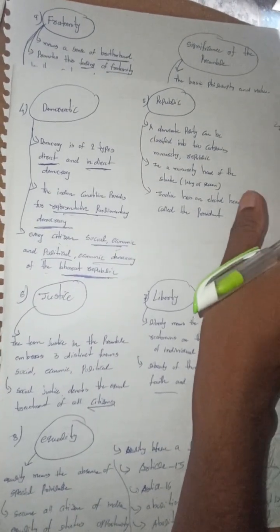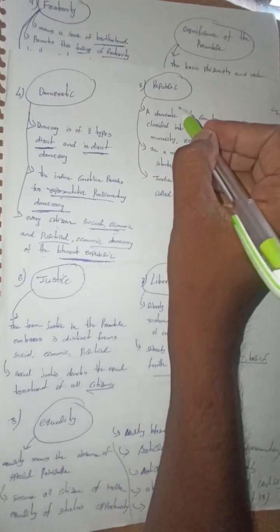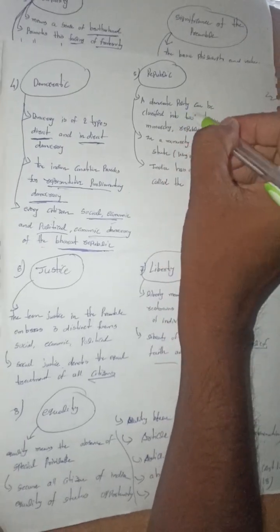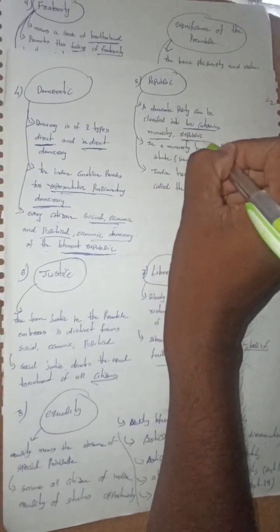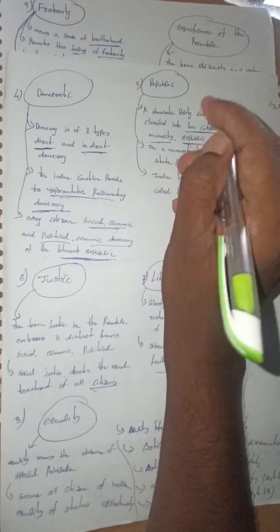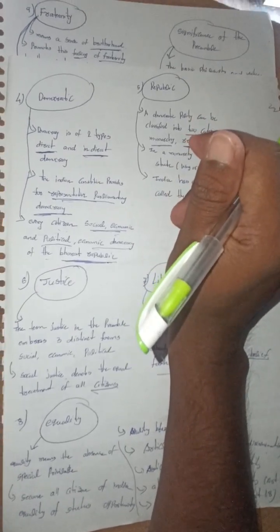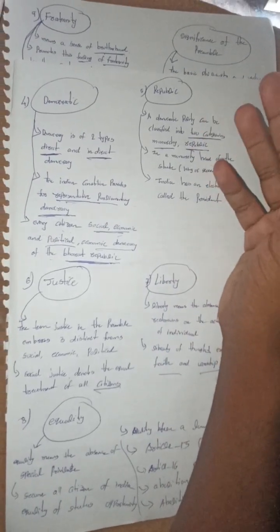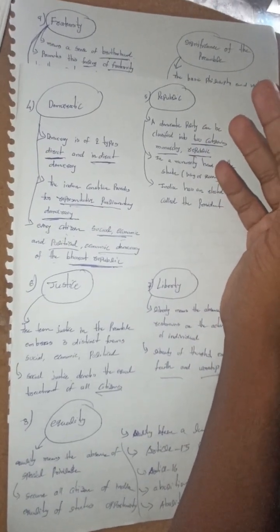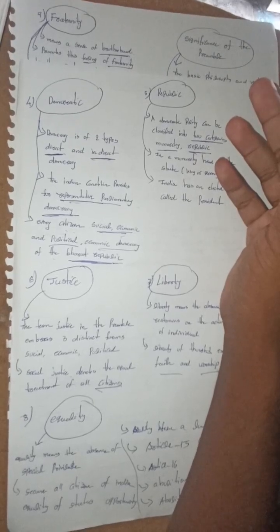India is a republic country. Democracies can be categorized into two categories, monarchy and republic. In a monarchy, the head of the state is usually a king or queen, like Britain. In a republic, on the other hand, the head of the state is elected.